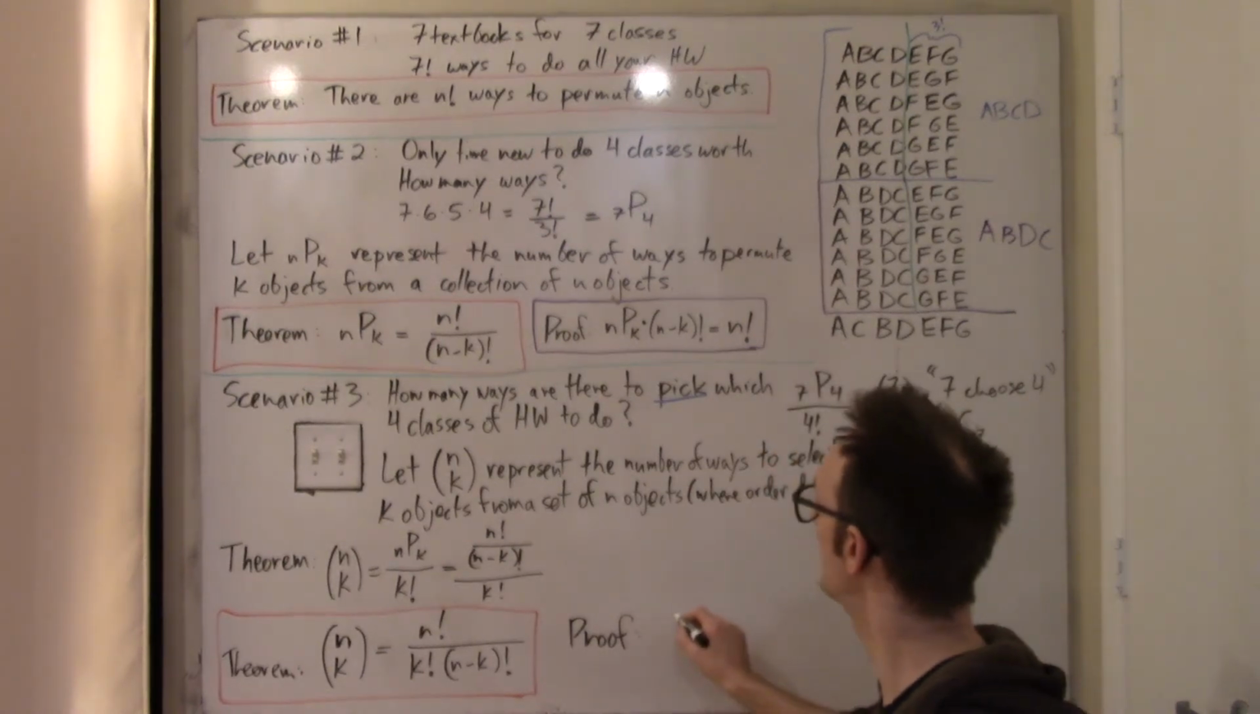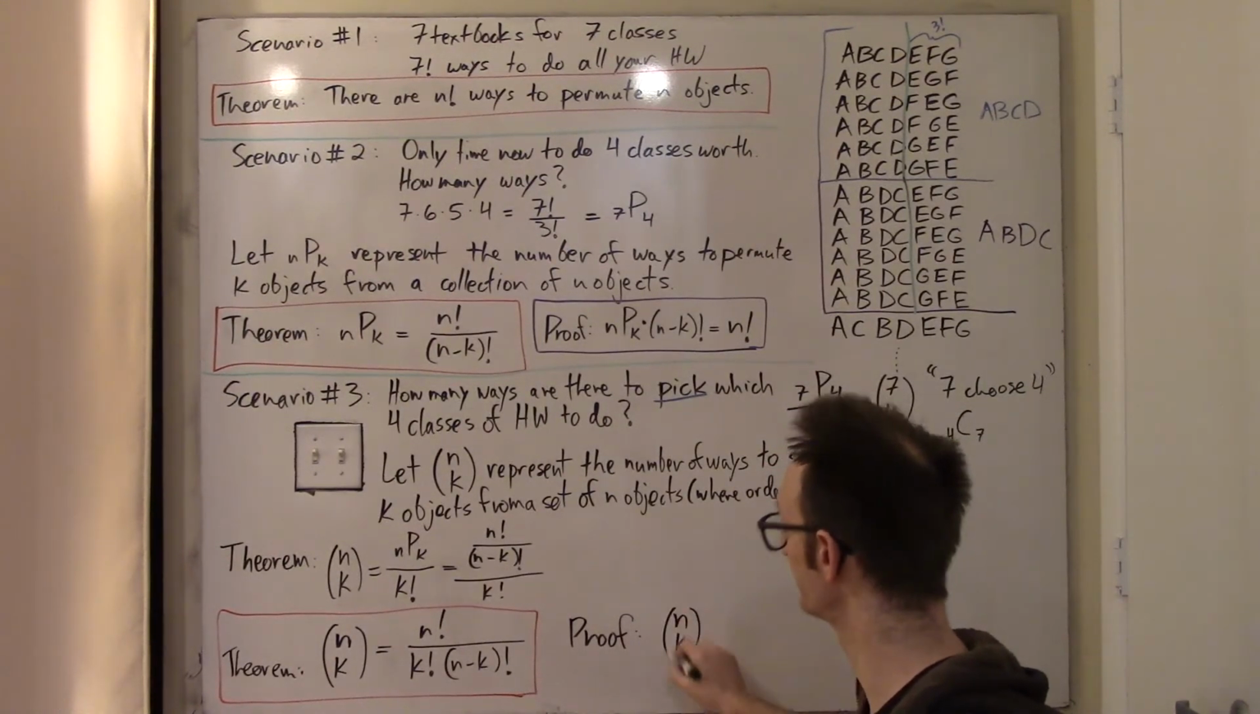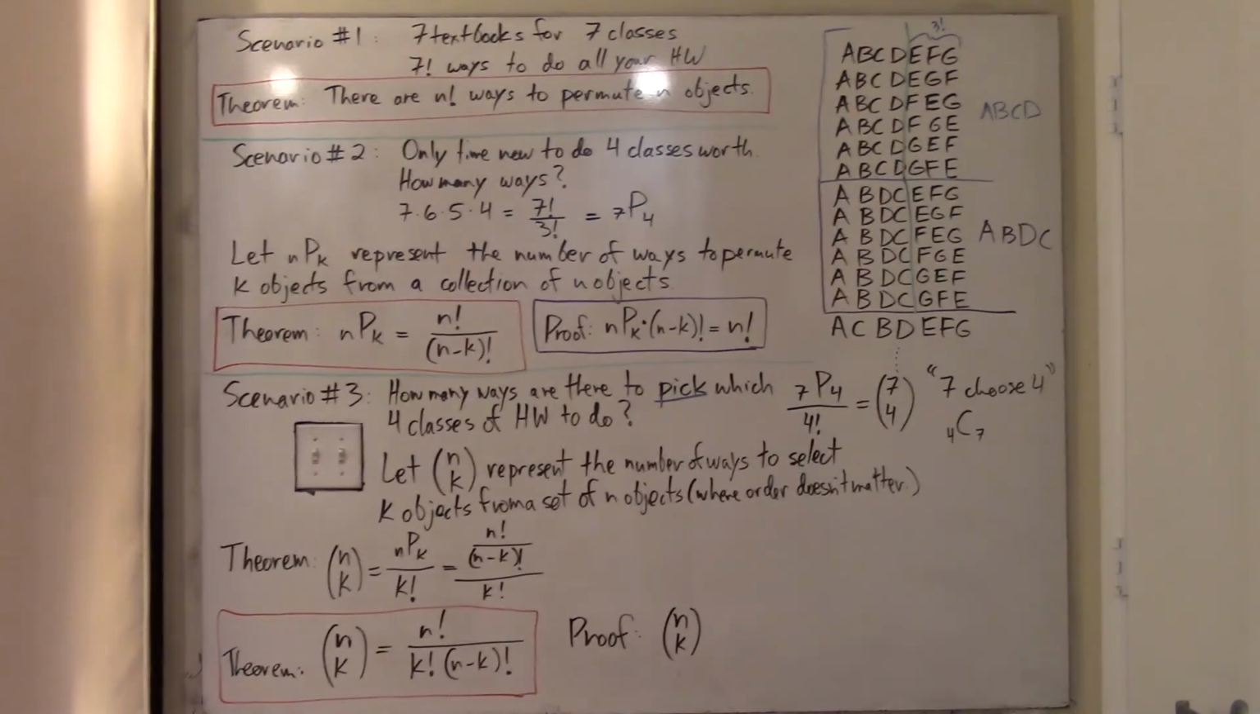My proof is: take the number of ways of choosing k objects from a set of n objects, let that be the definition, the meaning of n choose k. There are this many ways to choose k objects. Well, then multiply by k factorial. What is k factorial? It's the number of ways of ordering those objects. And so if there are this many ways of choosing k objects and this many ways of ordering those objects, then when you multiply these two together, you get the number of ways of permuting k objects.